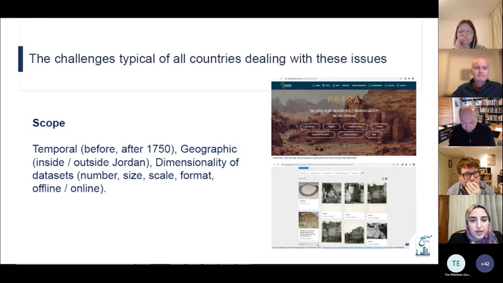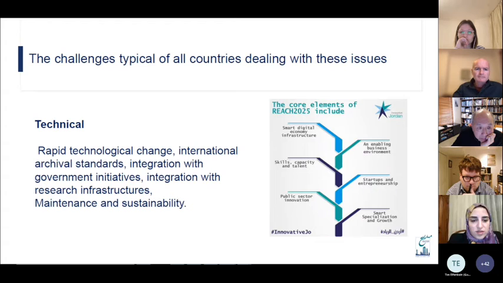The challenges that we faced relate to the scope of the project, as we were experimenting at this stage. Are we looking for databases inside or outside Jordan? What are the sizes of the databases? Sometimes it's only about one site. Sometimes it covers 100 or 1,000 sites in Jordan. So this has to be considered at later stages.